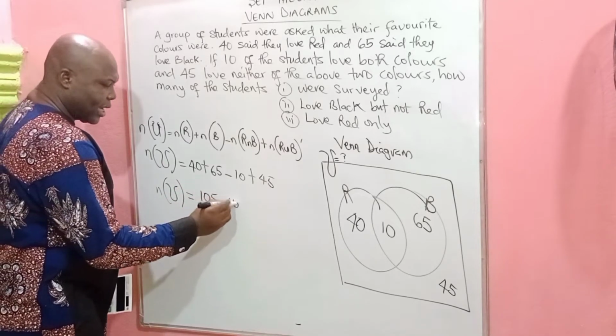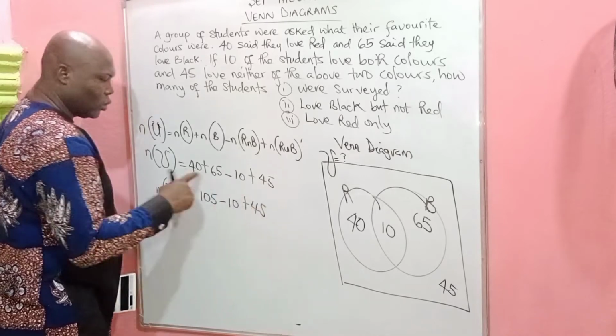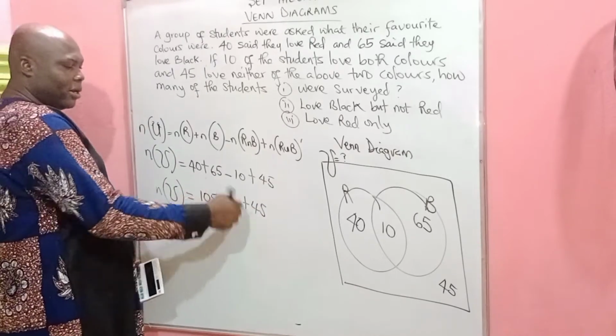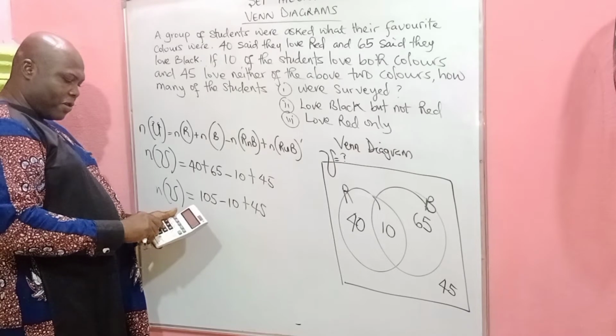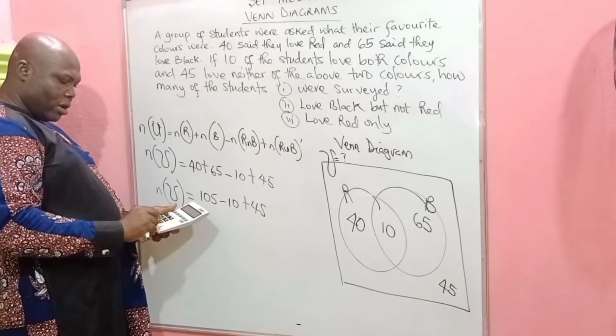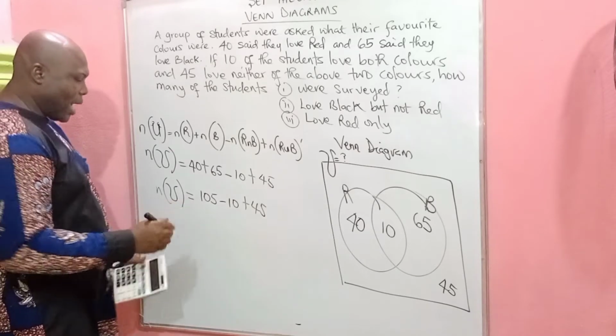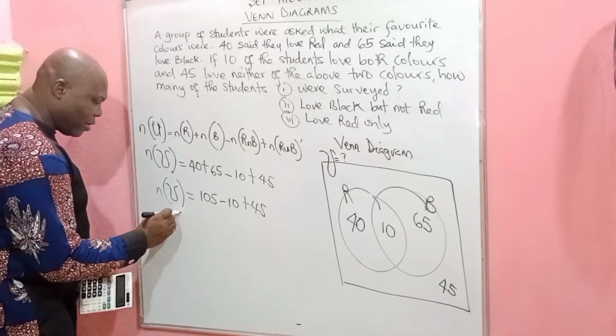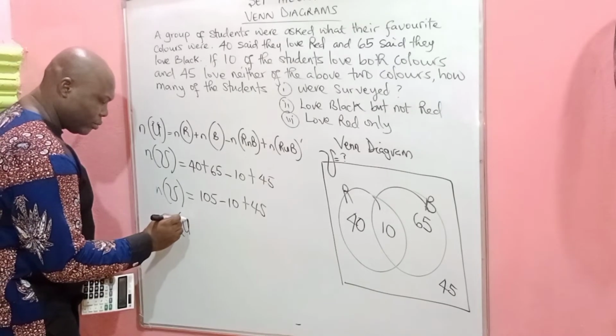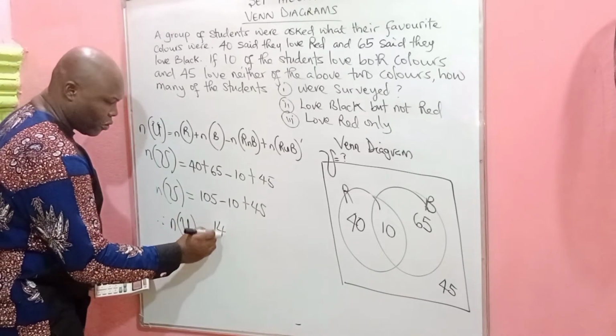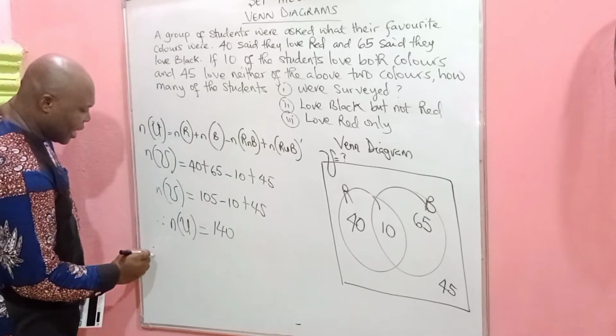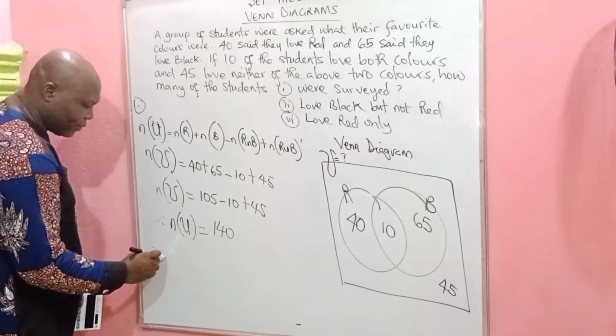105 minus 10 plus 45. So this plus this is 105 minus 10 plus 45. So we have 140. Therefore, the number of the universal set will be equal to 140. It therefore means that we've been able to find the first part.